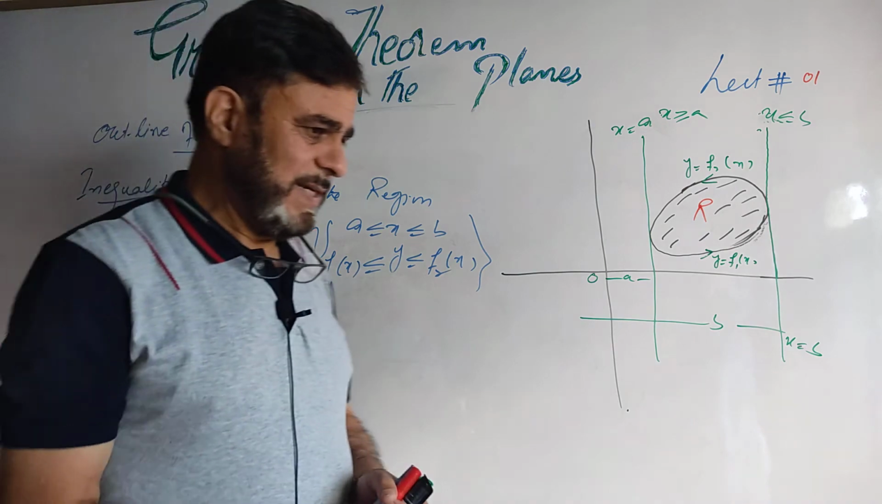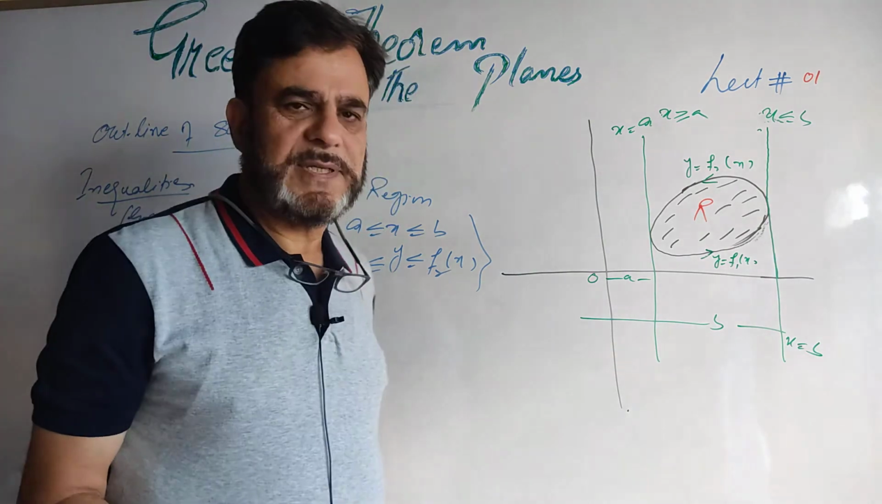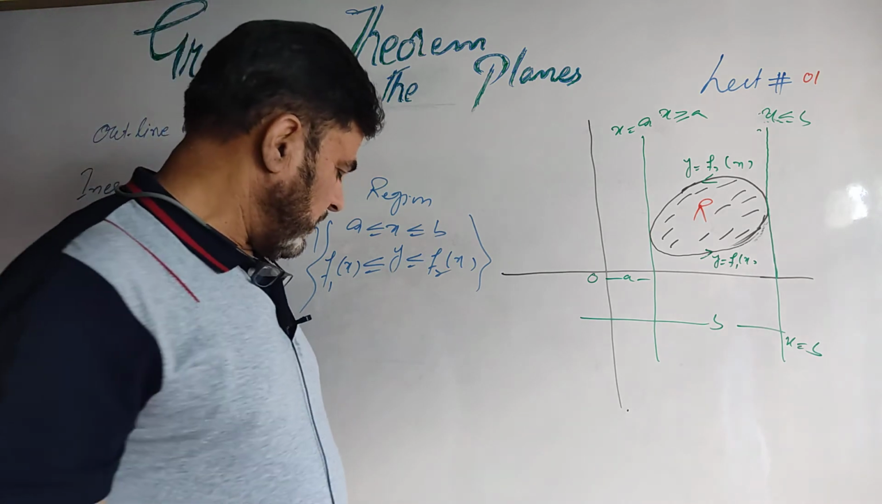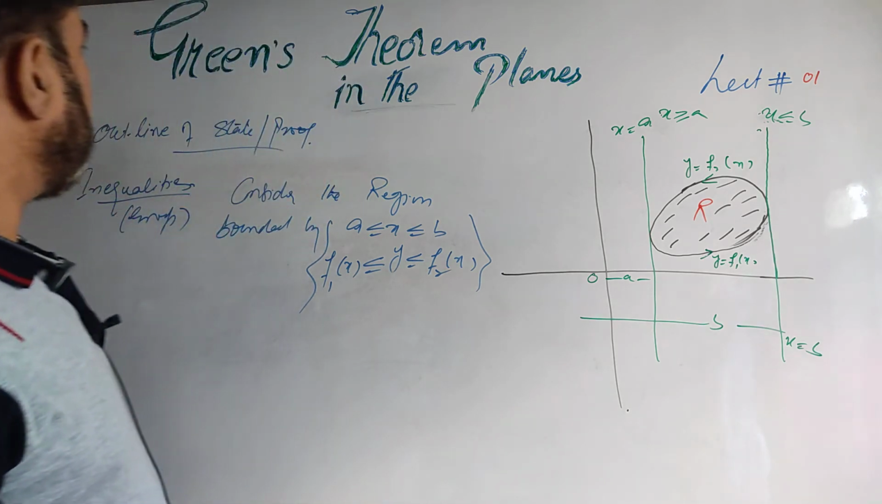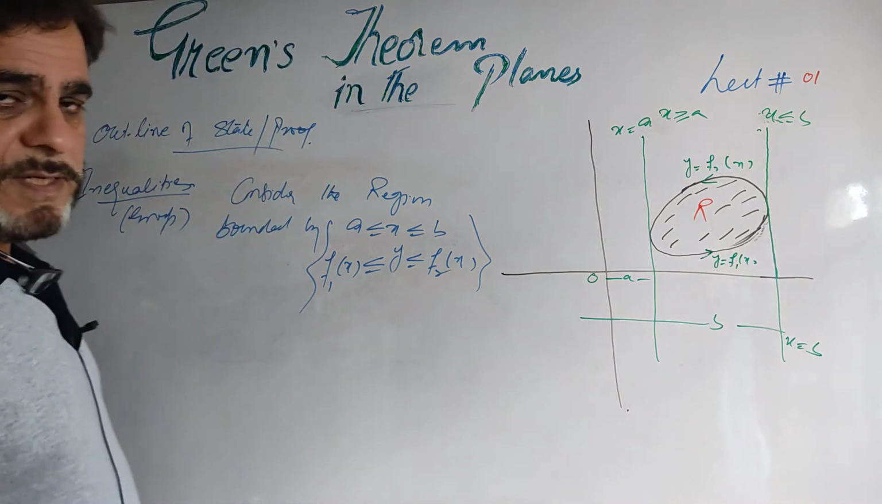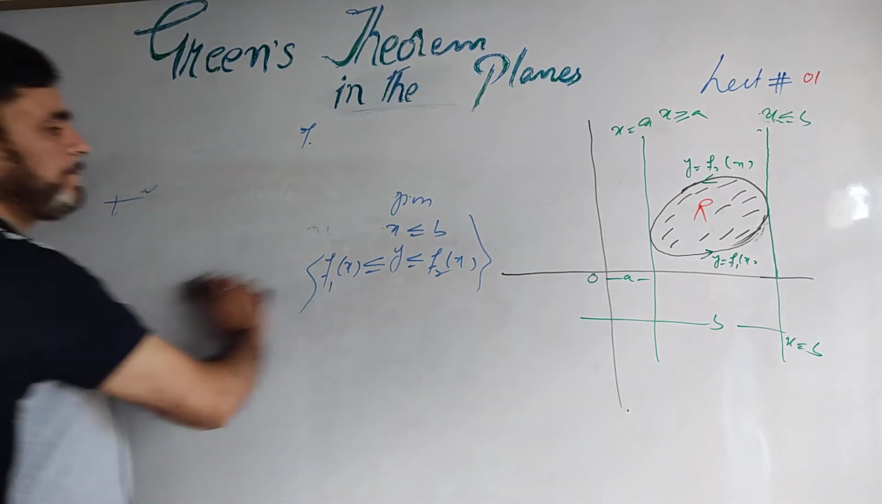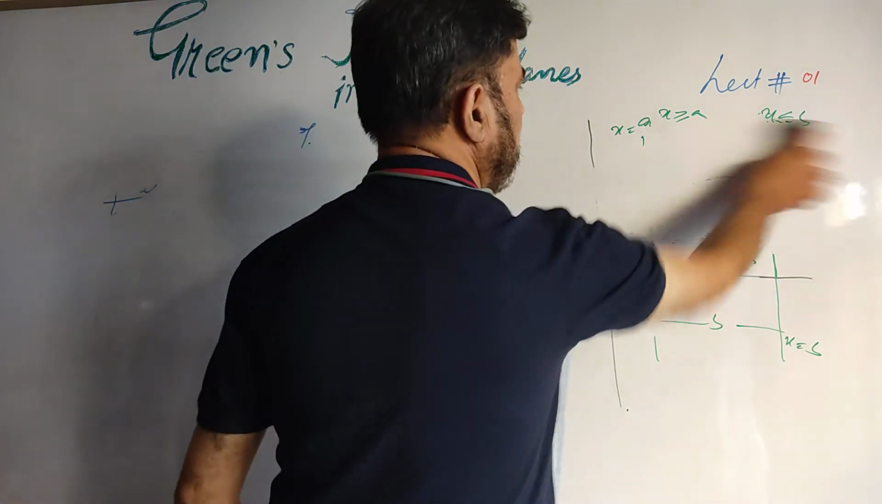Now let us go to the statement and proof of Green's theorem. Green's theorem, its proof and statement. You will enjoy its proof and statement. Now it is clear to you. You see how we go.